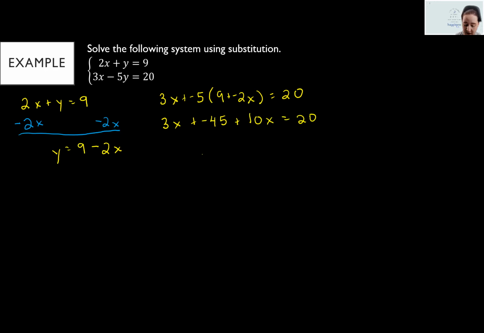3x plus 10x is 13x. So I'm going to have 13x minus 45 equals 20. And then I'm going to add 45 to both sides. Now, if you catch any math errors, let me know. I will check my work just to be safe, but it is a Saturday, so my brain's not at full speed. If I do make any errors, it's quite possible.